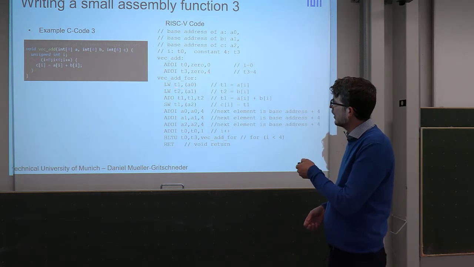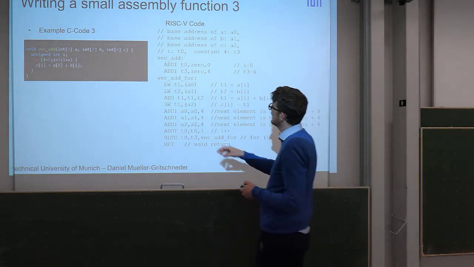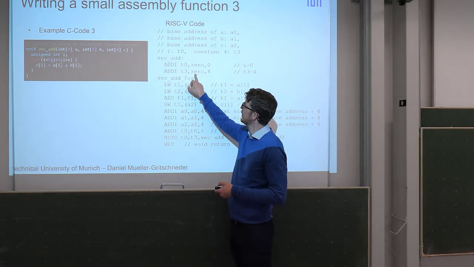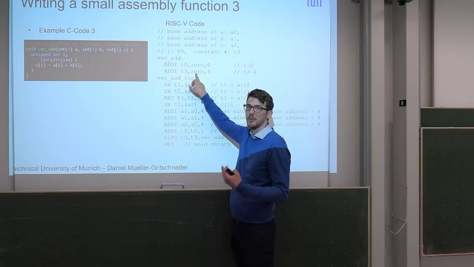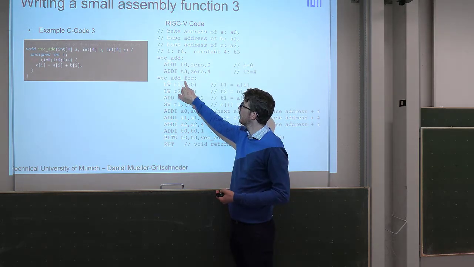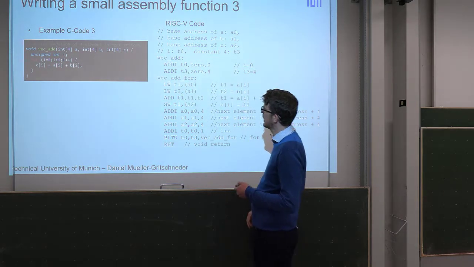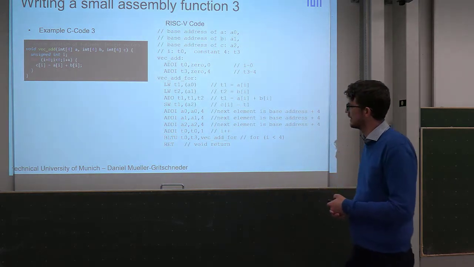Okay, then we are starting our for loop. The for loop now gets another label because we don't want to do this setup inside the loop. We only want to set it up before the loop starts, and we only want these types of instructions in the for loop. So we put another symbol here to indicate where the for loop starts.